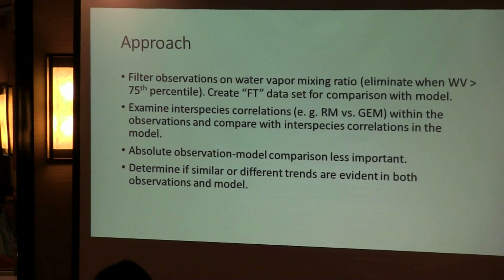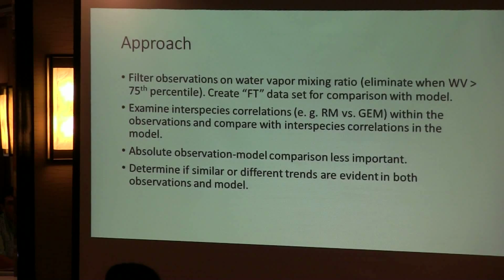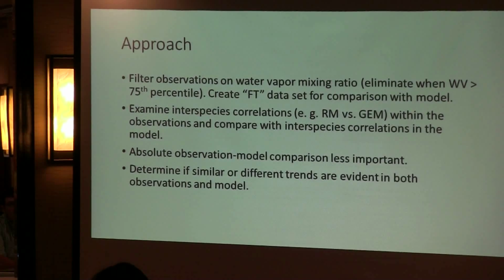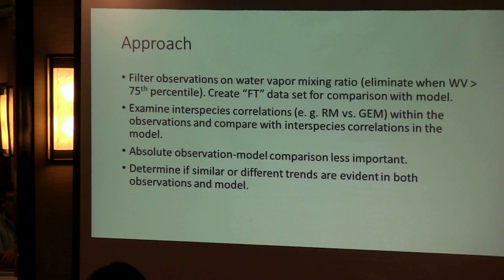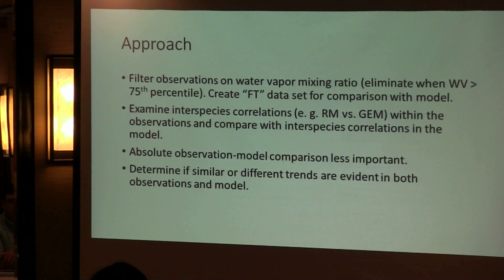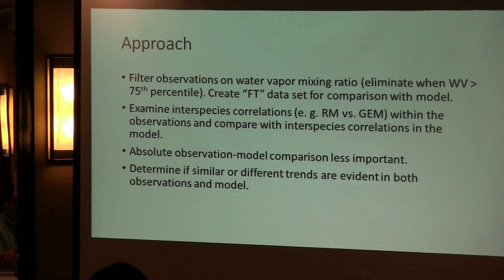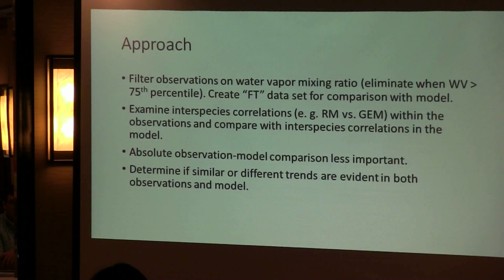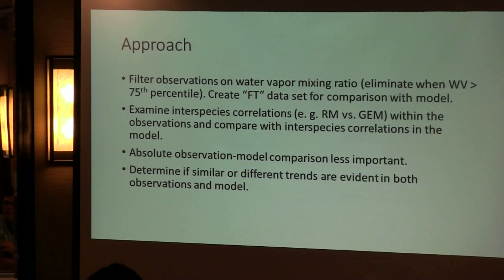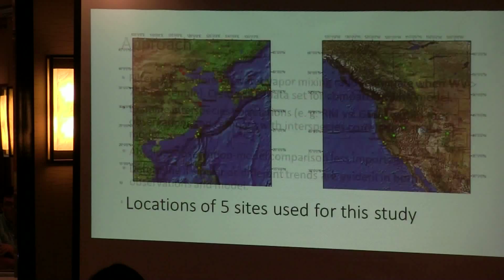We looked at interspecies correlations of reactive mercury versus GEM, reactive mercury versus ozone, reactive mercury versus water vapor in the observations and in the model, and we compared the interspecies correlations in the observations with those in the model. The absolute observation-model comparison was less important. So we weren't evaluating the model based on the observations. We wanted to determine if there were similar or different trends in both the observations and the model to get an indication of the processes that were important for reactive mercury, both sources and sinks.